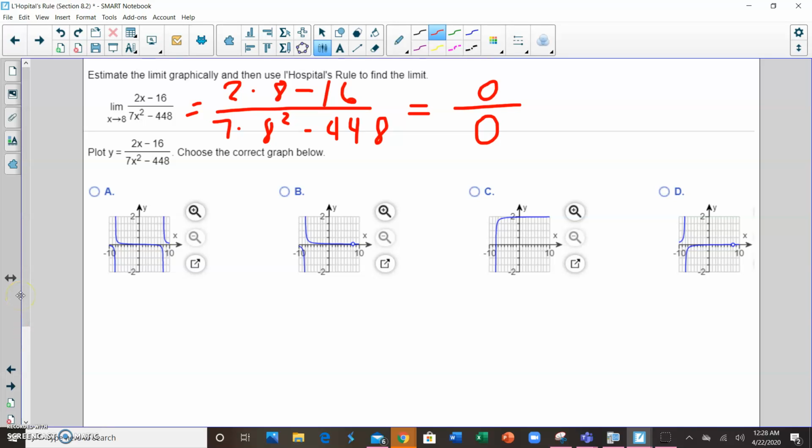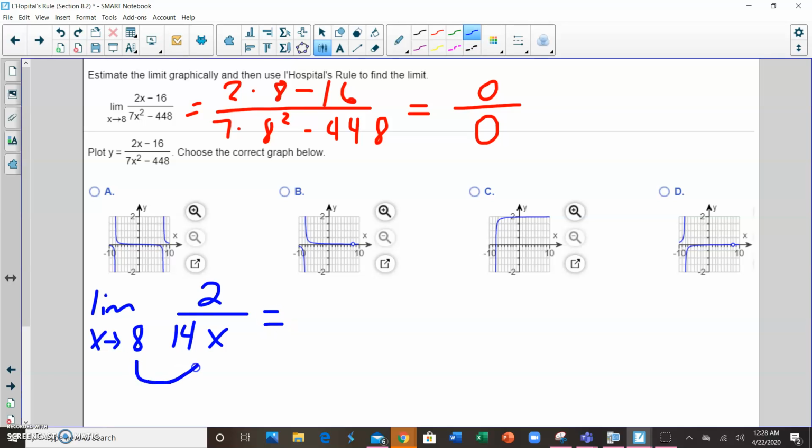So how do we do that? I'm going to move down here, and I'm going to say the limit as x approaches 8 is going to be the derivative of the top divided by the derivative of the bottom. So what is the derivative of 2x minus 16? That is simply just 2. And what is the derivative of 7x squared minus 448? That is simply 14x.